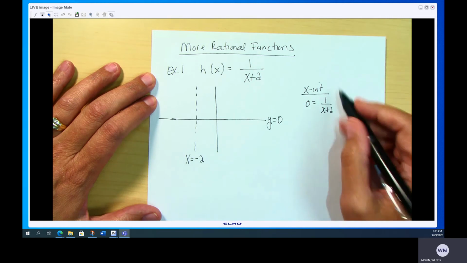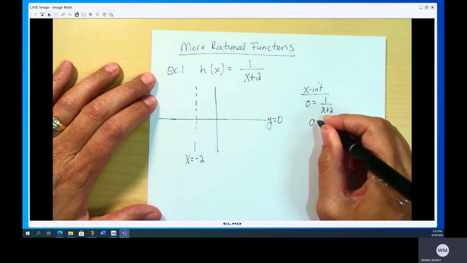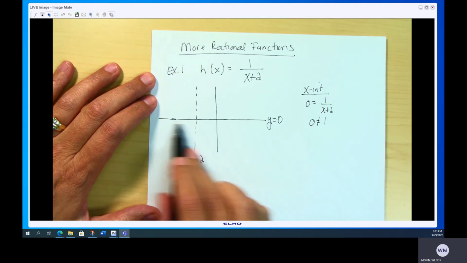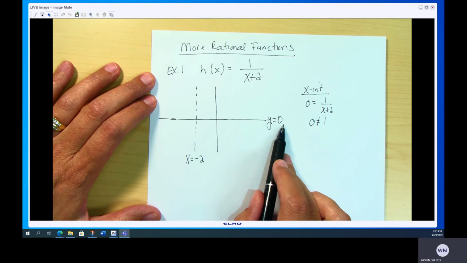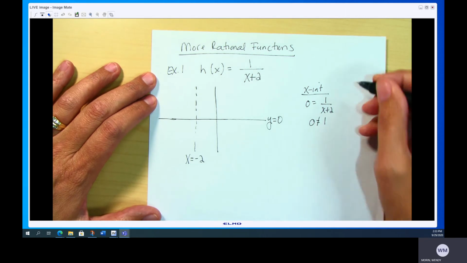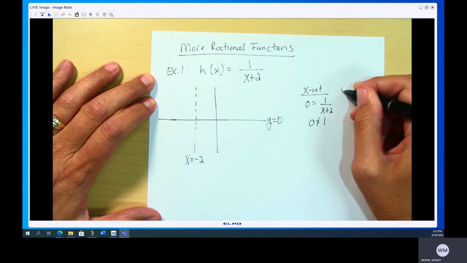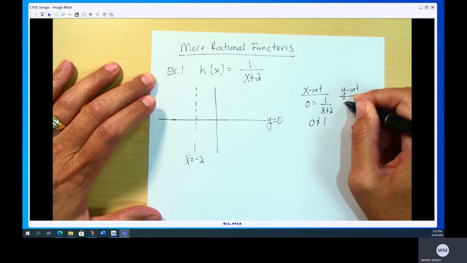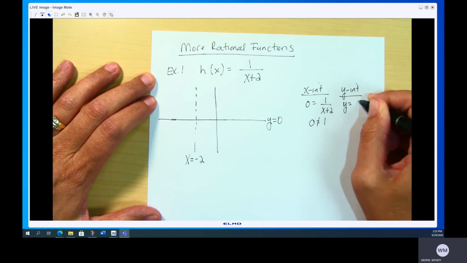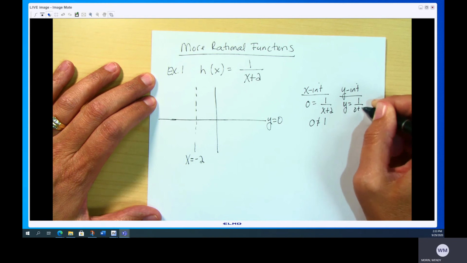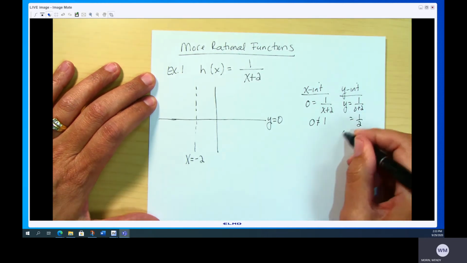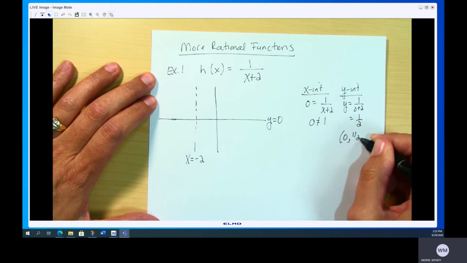Okay. When will 0 equal 1? Never. So there's no x-intercept. And we knew that because that's a horizontal asymptote. How about the y-intercept? What is y, or h of x, when x equals 0? So that's 1/2. So the coordinate is (0, 1/2).